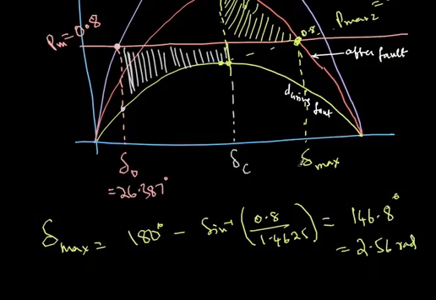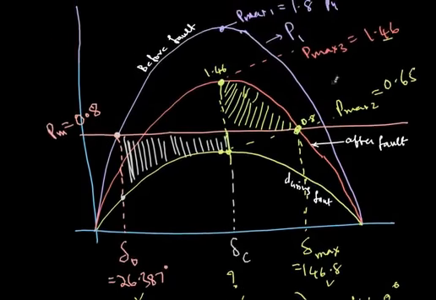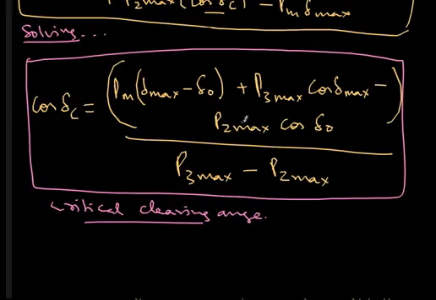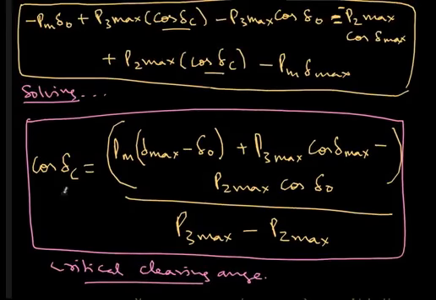So now I know this is 146.8. I know this angle, I know this angle. So this angle I have to find out. And then I also know P1 max, P2 max and P3 max. So then we can actually solve it. If I just quickly refer to the previous video which I have done, this is the formula. This is the critical clearing angle. Here everything I know. PM I know, PM is 0.8. Delta max we just calculated. This also we know. P3 max, P2 max, all these things we know. So just by substituting all this, I'll be able to find the solution.